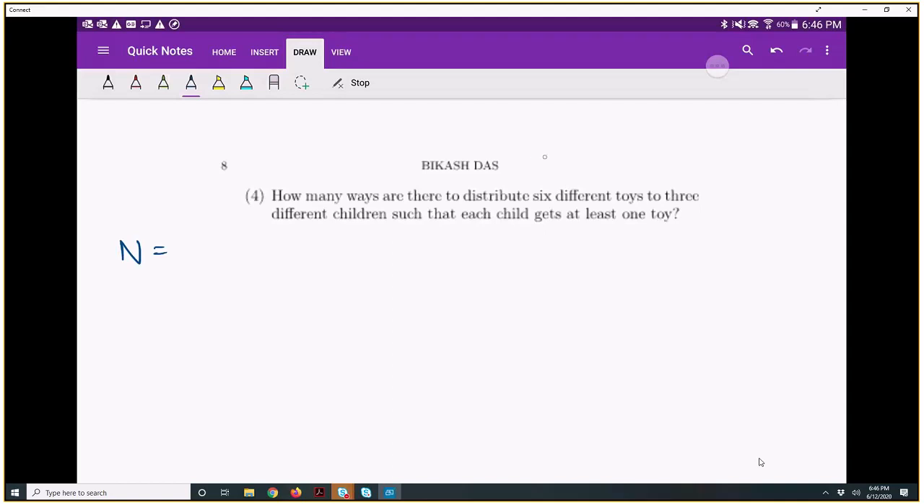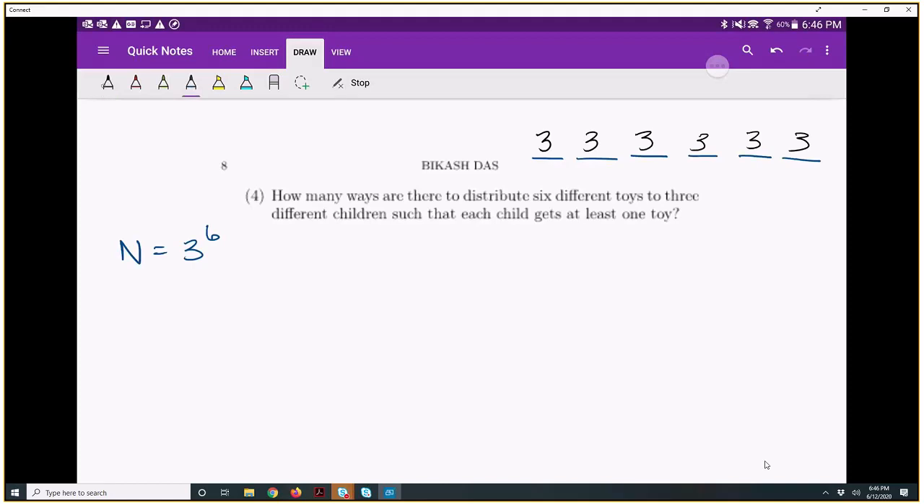So we're going to think about each of the toys as a blank. And for each toy, I have a choice of one of 3 children. So there are 3 to the power 6 different ways, because I could choose the first, second, or third child for each blank, and then apply the product rule of counting to multiply 3 times 3 times 3 times 3 times 3 times 3, 6 times. All right.